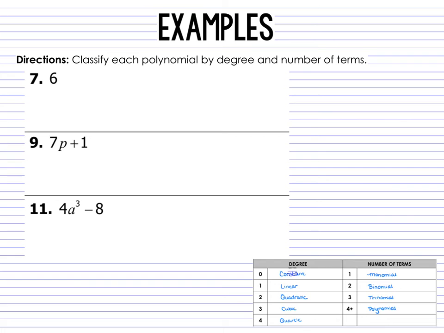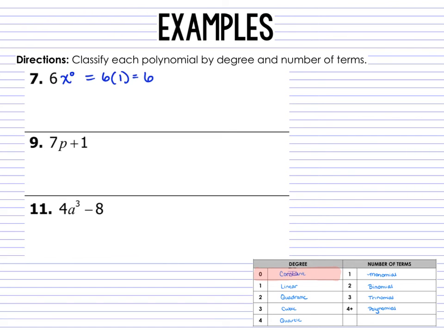All right, so for numbers 7, 9, and 11, and on your own 8, 10, and 12, the directions are to classify the polynomial based on the degree and the number of terms. So if we look at number 7, all we have is a 6. So with the 6, technically, that means we have a variable with an exponent of 0. Remember, we said that this becomes 6 times 1, or just back to 6. So the degree on this polynomial is a degree of 0. So that is our constant degree there.